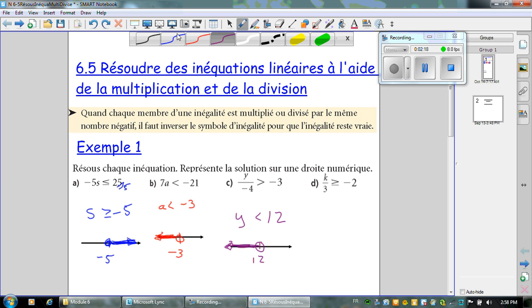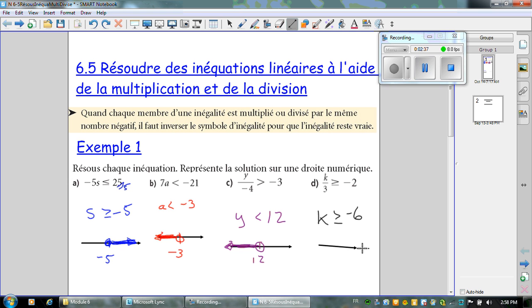Finally, here notice that there is no negative associated with my variable, just with the answer. So here the sign will remain the same. What number do I divide by 3 that gives me negative 2? That number is negative 6. Same symbol, so all the numbers that are greater or equal to negative 6. Just locate your negative 6 on your number line. Negative 6 is a solution, and all the numbers that are greater. So negative 5 is good, negative 4, and so on.